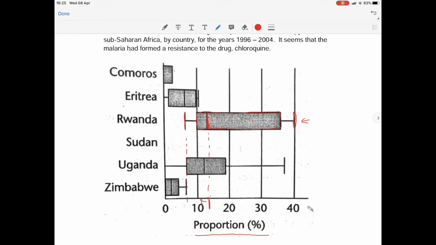Your minimum value is roughly 7%, showing that your most efficient treatment had only 7% failure in that case. And over here, your worst case is that there was 40% failure to respond to the drug treatment. So that's what a Box-Whisker plot is showing you.